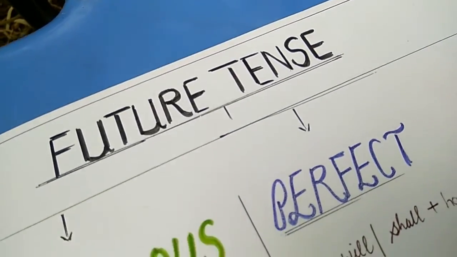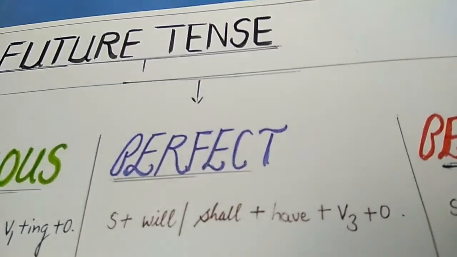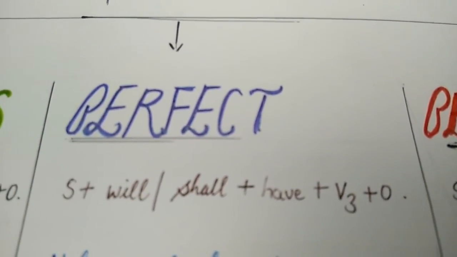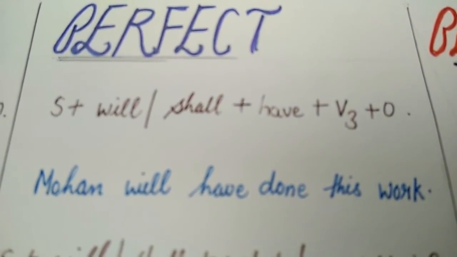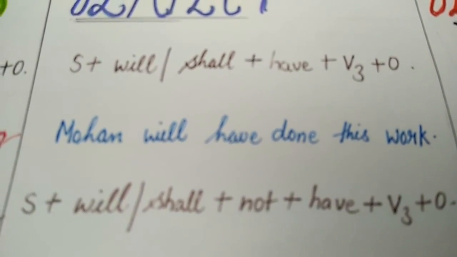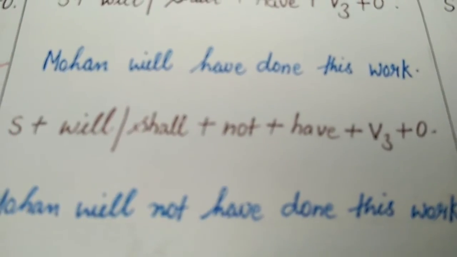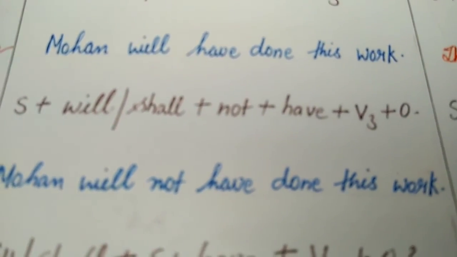Here I will discuss again the future perfect tense. The structure of affirmative sentence: subject plus will or shall plus have plus V3 plus object. Example: Mon will have done this work. Negative sentence: subject plus will or shall plus not plus have plus V3 plus object. Example: Mon will not have done this work.